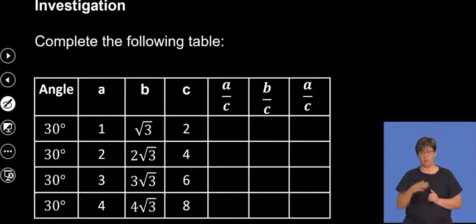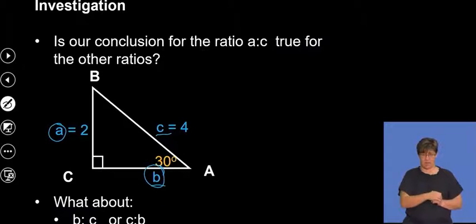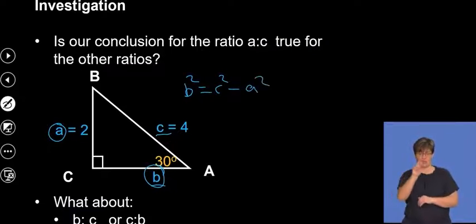Now, I want you to please complete this table for me, and just look at what will be the ratio of A over C if I know that the side B is root of 3. By the way, I got a root of 3 using the theorem of Pythagoras. So let's just quickly go back to this. Remember that if I look at this, my theorem of Pythagoras will then be B squared will actually be C squared minus A squared.